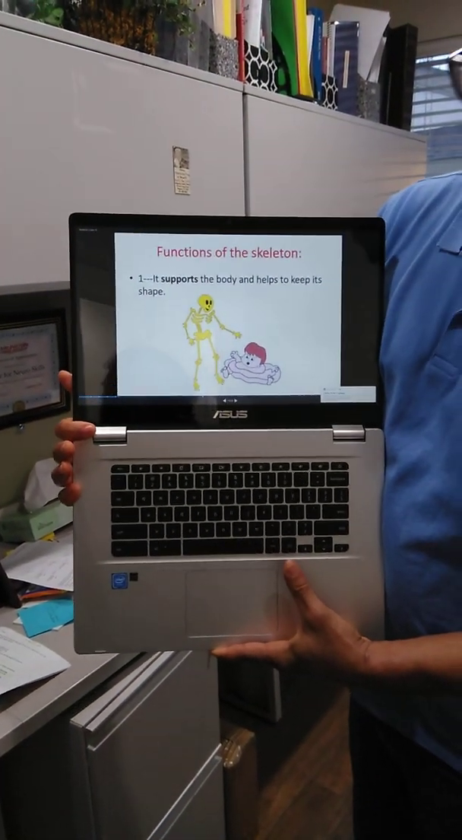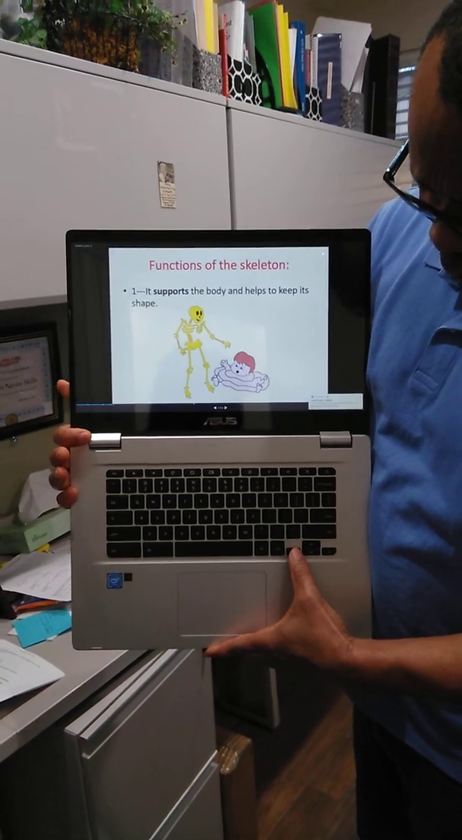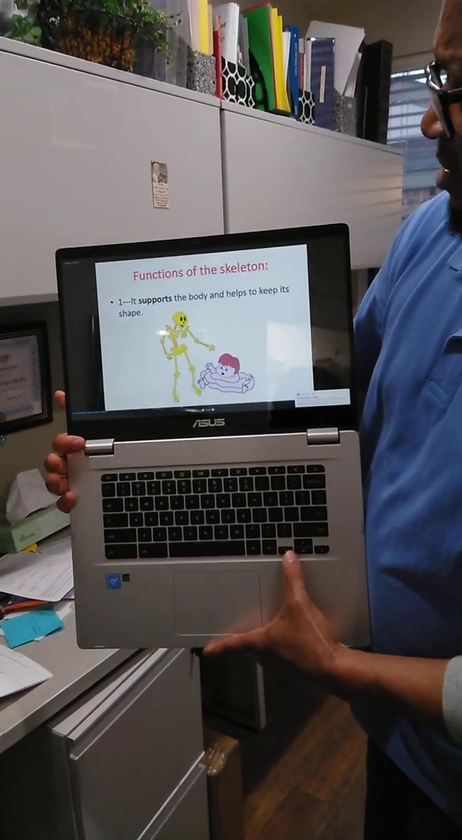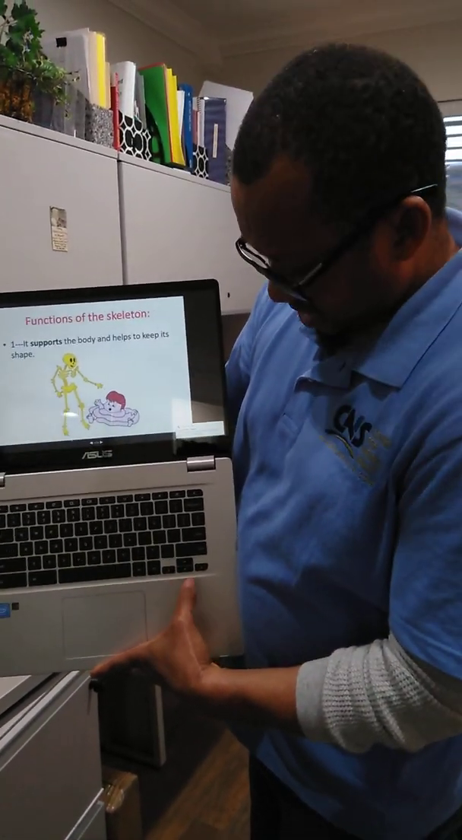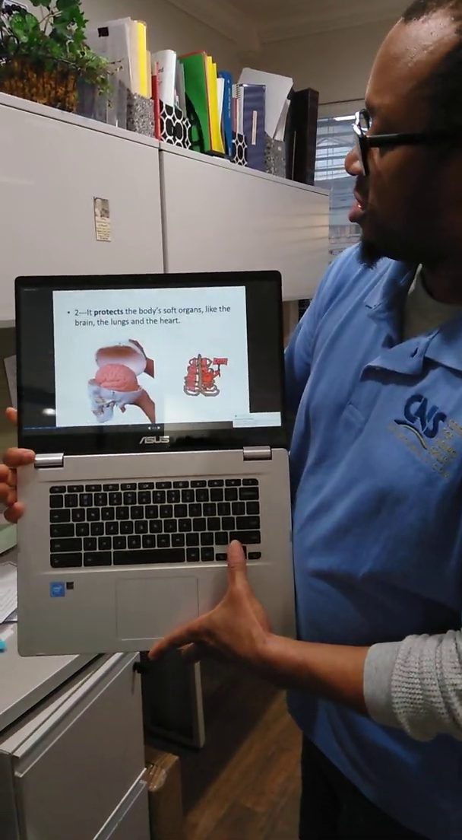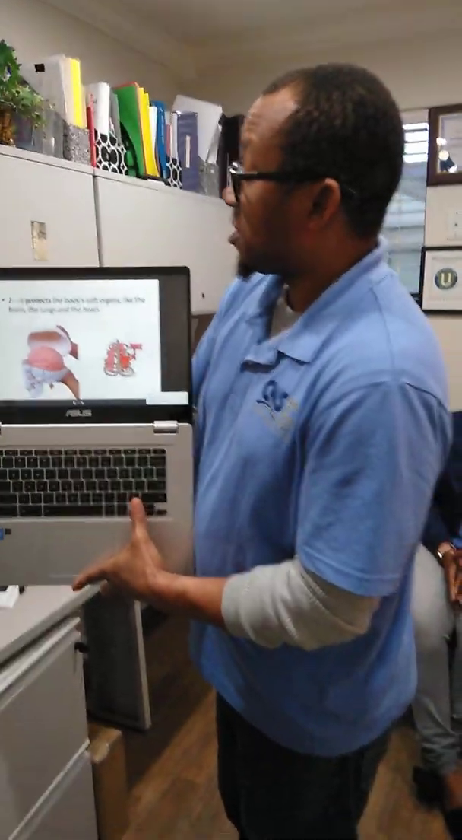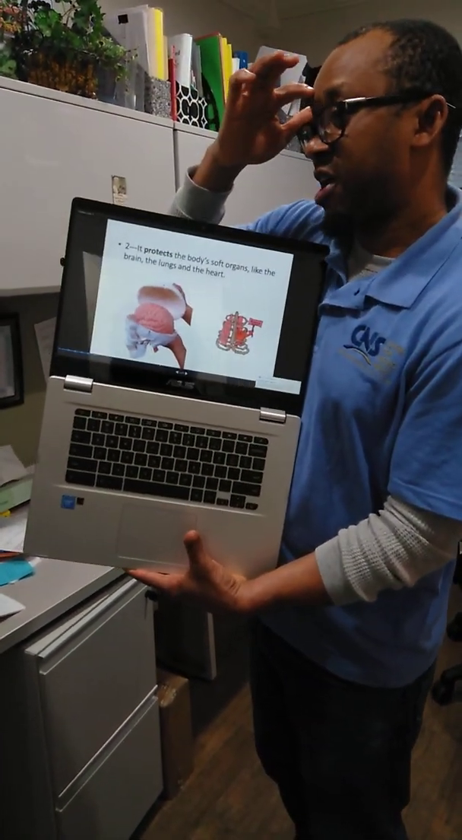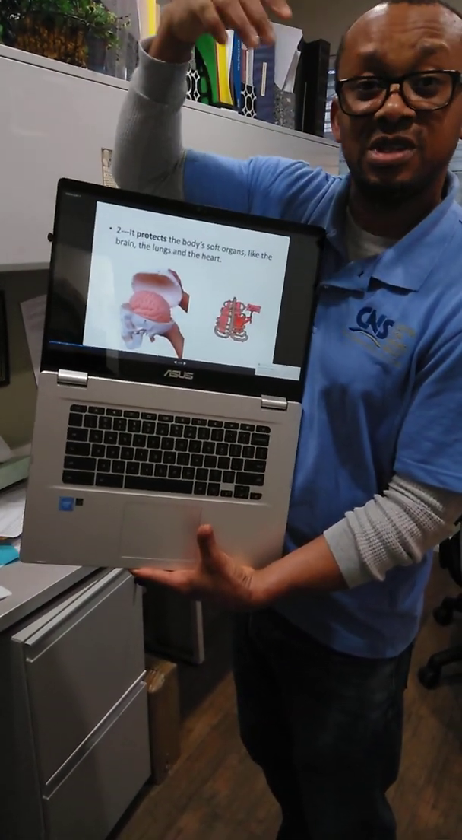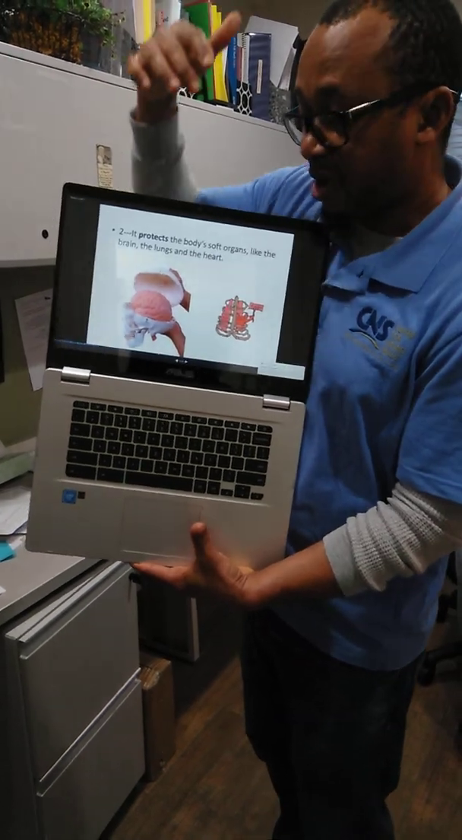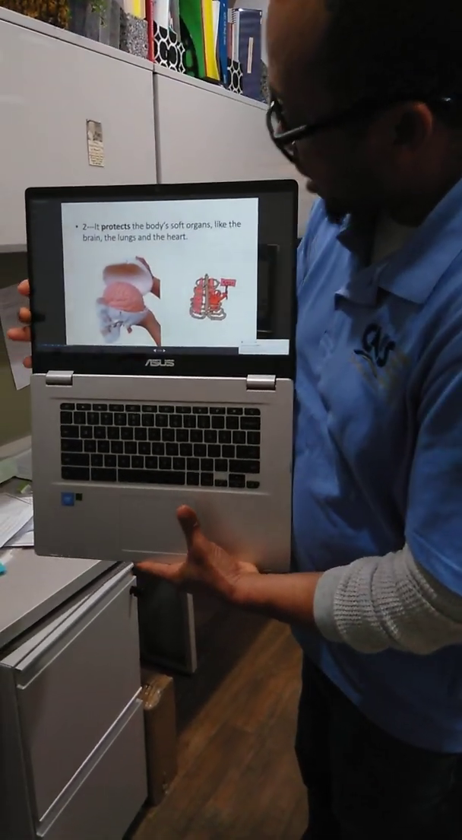The skeleton does a lot. It does about four basic things. One, it supports the body and helps to keep it in shape. Another, it protects the body's soft organs. For example, when somebody gets into an accident, like you hit your head on the ground, the cranium, which is the skull that covers the brain, helps to keep the brain intact.